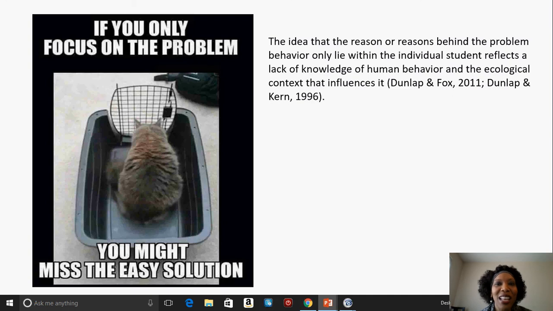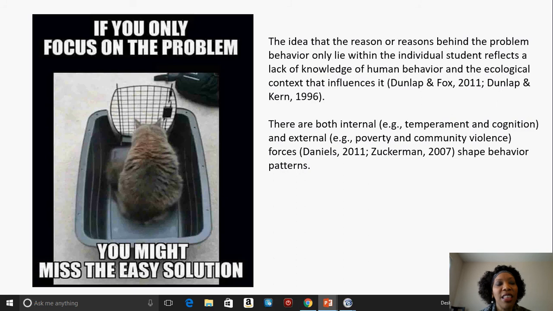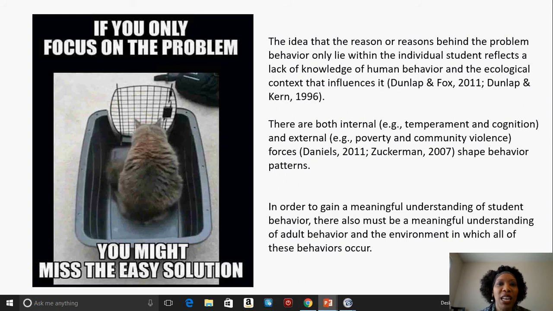So a couple of things to think of is that the reason behind challenging behavior doesn't only lie within the individual student, and that actually reflects a lack of knowledge of human behavior. When someone's observing and they only observe what the student did and not the classroom, what the adult did, what the other children did, then it's very limiting in being able to understand and put together strategies. There are internal factors, temperament, cognition, external factors like poverty, family life, and in order to gain a meaningful understanding of student behavior, there must be a meaningful understanding of adult behavior and the ecological context under which all these behaviors occur.